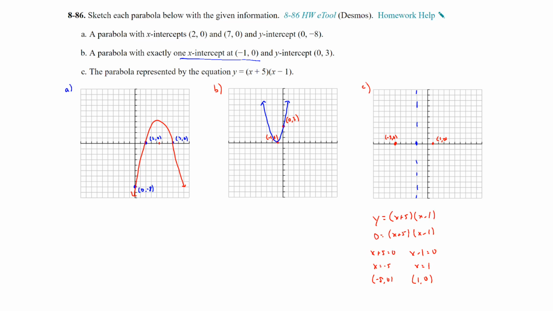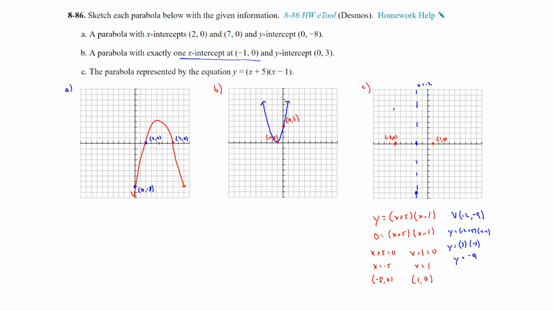So now that we know that the middle is at x equals negative 2, we know that the vertex is at negative 2, some y value. So we can plug negative 2 into our x values and then find y. Negative 2 plus 5 is 3. Negative 2 minus 1 is negative 3. So y is equal to negative 9. So the vertex will be at negative 2, negative 9.